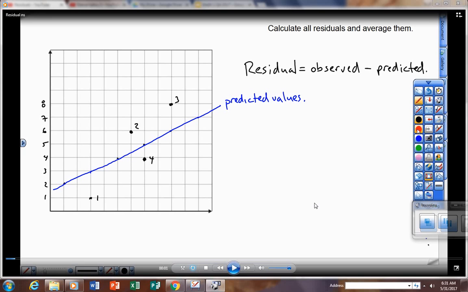Okay, for today, I'm going to show you a quick little video on how to find residuals and then show you an example of myself finding some easy residuals. So here we go. Here's the quick video.